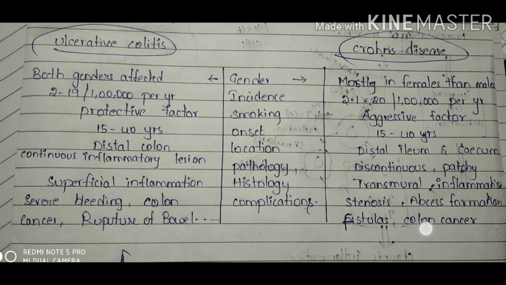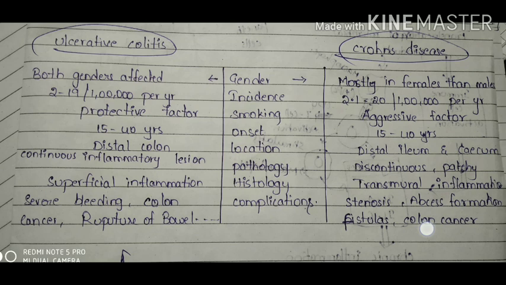Okay, based on gender, both genders are affected in ulcerative colitis, whereas Crohn's disease occurs mostly in females rather than males. In case of incidence, 2 to 19 cases per 1 lakh per year is observed in ulcerative colitis, and in Crohn's disease 2.1 to 20 per lakh per year is observed.